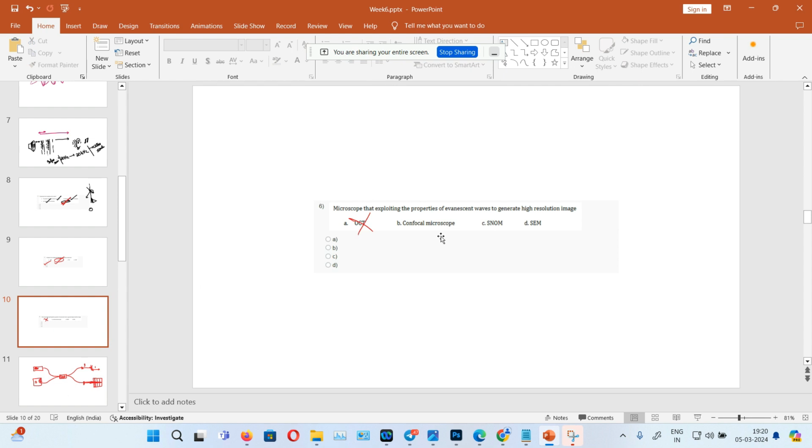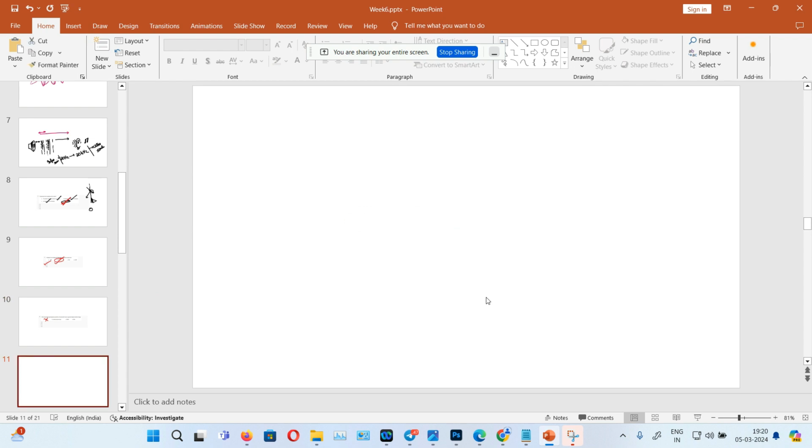Now what is the case of a confocal microscope? What is happening in a confocal microscope? In the case of a confocal microscope, there will be a light source, let it be some laser beam or something, and it will make the beam which is coming into a focused beam.